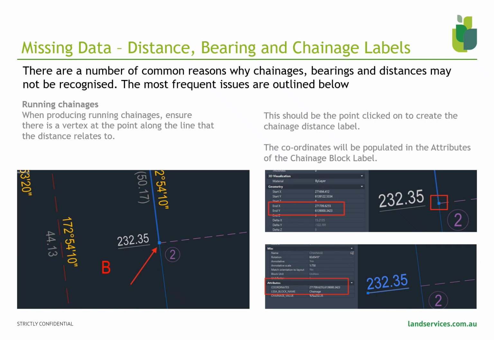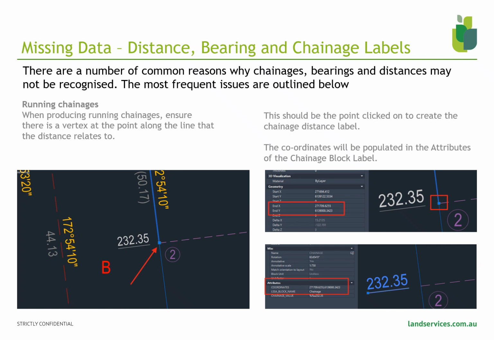Let's briefly look at some of the most common reasons why chainage labels end up as missing data in closures. For running chainages, the distance value for a running chainage label needs to match the actual line length or the adjusted length if a distance scale factor is applied.